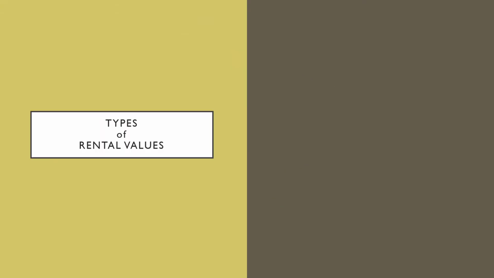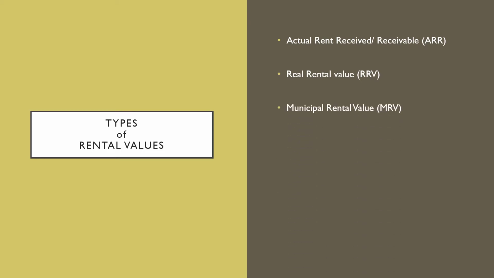There are different types of rental values. ARR, it is the rent received or receivable by the owner of the house property. RRV, sometimes the rent includes the cost of common facilities like lift and pump maintenance, salary of common gardener, watchman, lighting of common stairs and corridors, water and electricity bills. When these costs are reduced from the ARR, it is called RRV.